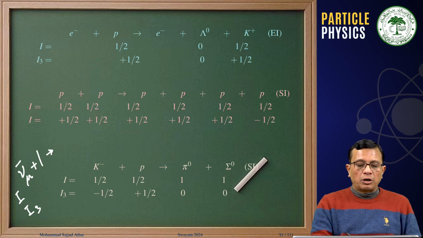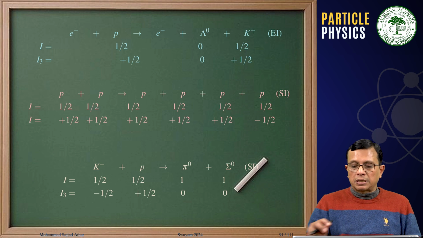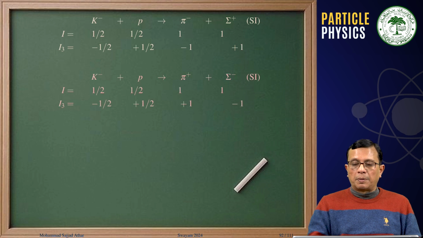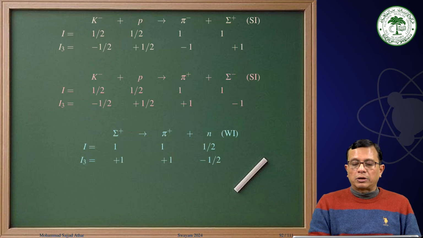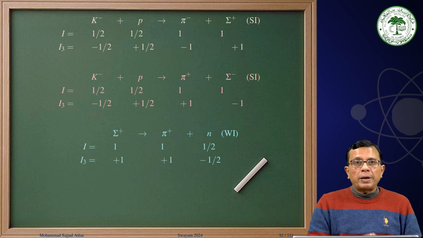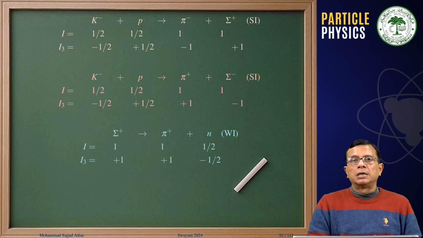Therefore, you have the strong interaction process, the weak interaction process, and the electromagnetic interaction process. I have taken another example of sigma plus, the decay of sigma plus to pi plus and n. As you may recall, when I was introducing strange particles, I told you that strange particles in strong interactions are produced in pairs. In electromagnetic interactions also they are produced in pairs. While in weak interaction you can have a single strange particle, as we saw in the previous example where we had only a lambda in the final state.